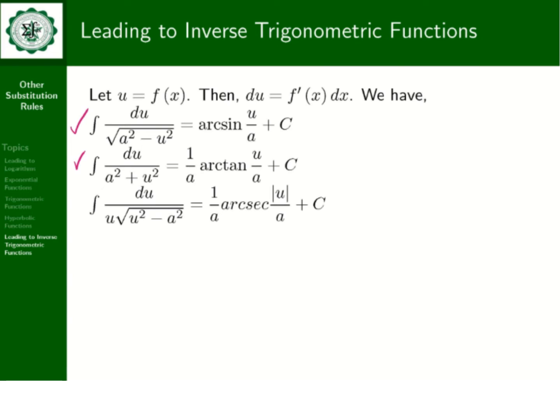Next, we have the integral of du over a squared plus u squared is equal to 1 over a arctangent of u over a plus c. And then we have the integral of du over u times the square root of u squared minus a squared. This is equal to 1 over a arcsecant of the absolute value of u over a plus c. So note that a is a constant greater than 0 and that u is a function in terms of x.